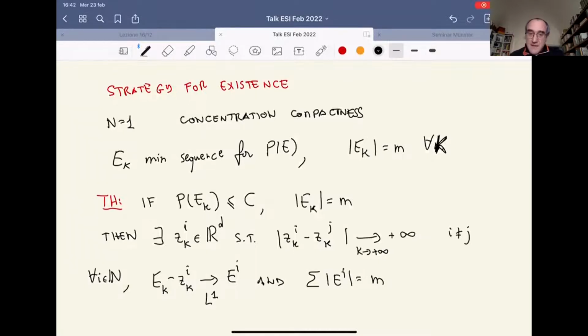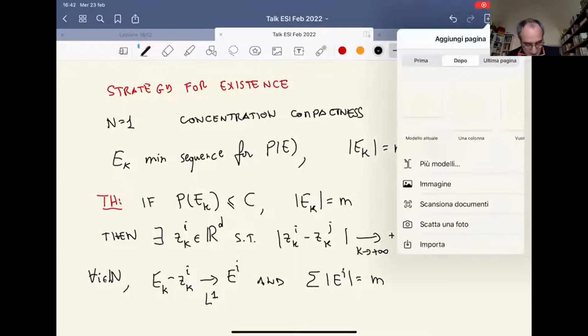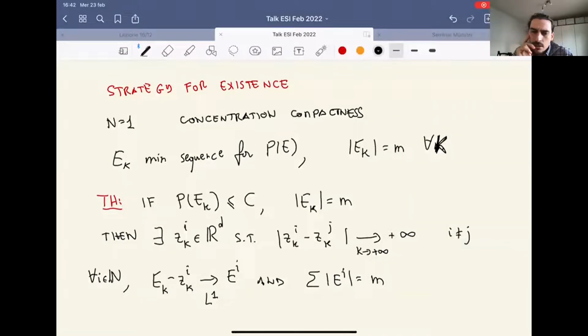So you have to think basically that your set splits into a possibly countable number of components, but these components are your minimizer in some sense, because they do minimize perimeter and they still keep all the volume. So in some sense, the family, so let me just change page.